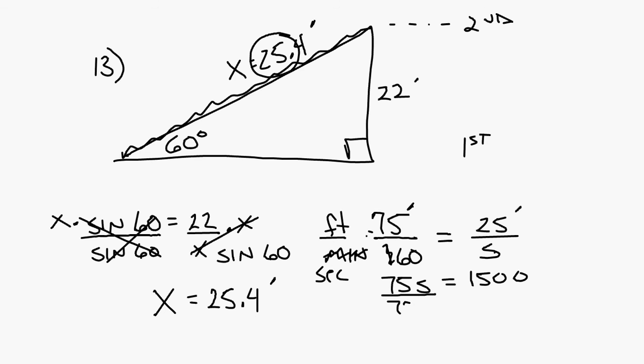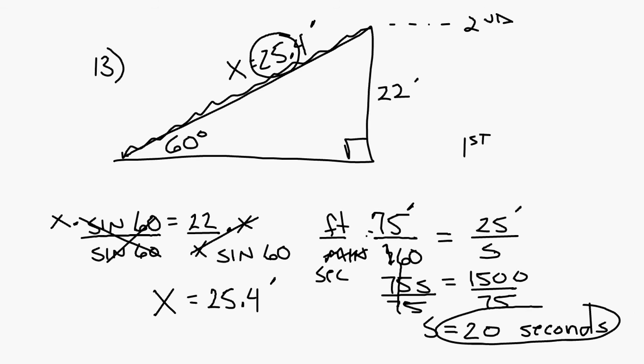Divide both sides by 75. And your s is going to be equal to 20. Now, that's 20 seconds, because we converted the 1 minute into 60 seconds. So how far do the supplies travel? They travel 25 feet.